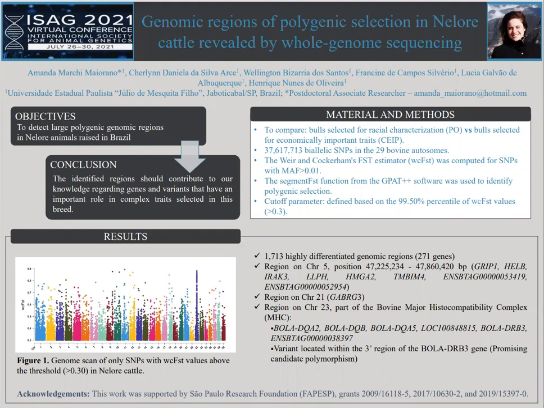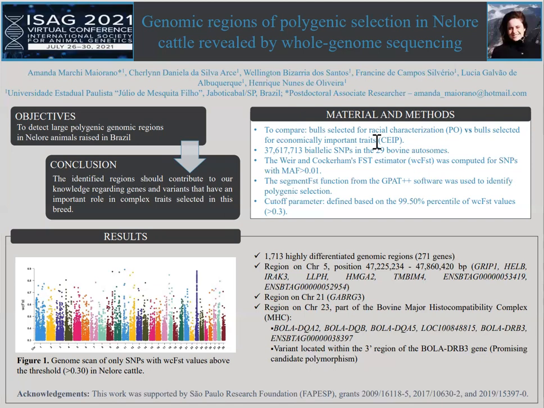Brazil. The first subpopulation was selected for racial characterization, mainly morphological traits, and we call this subpopulation PO. And the other one was selected for economically important traits, mainly growth traits, feed efficiency, and carcass traits. We call this subpopulation SAIP.